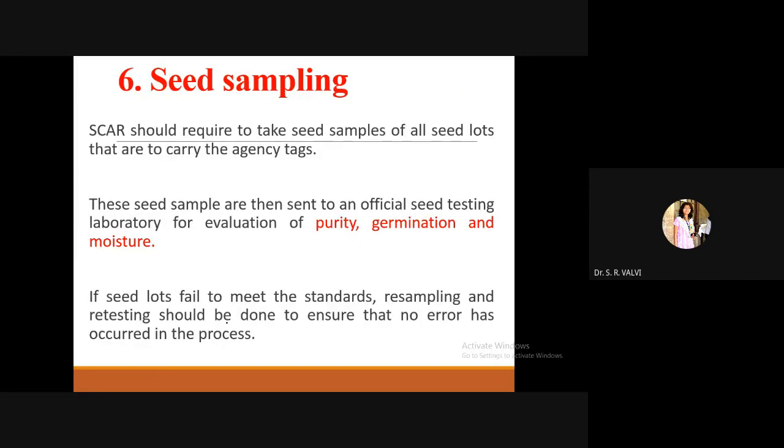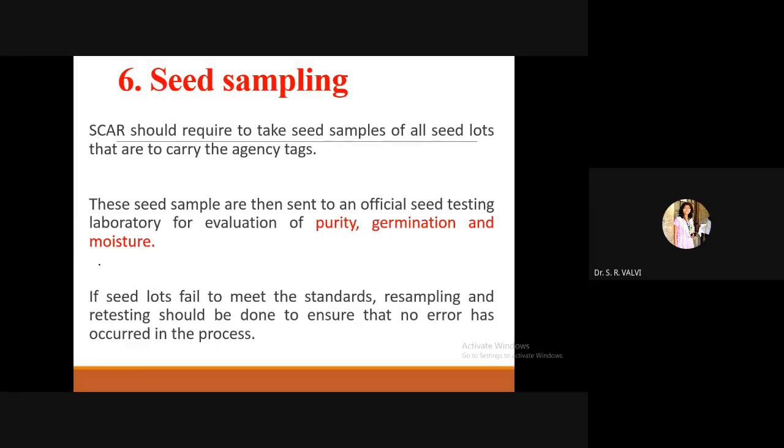Then next, seed sampling. SCAR, I have mentioned here as a short form. SCAR means what? Seed Certification Agency Representative. SCAR is required to take a seed sample of all seed lots that are to carry the agency tags. These seed samples are then sent to the official seed testing lab for evaluation of purity, germination and moisture. So from these seed lots, a few samples you have to send to the lab for checking purity, germination and moisture.